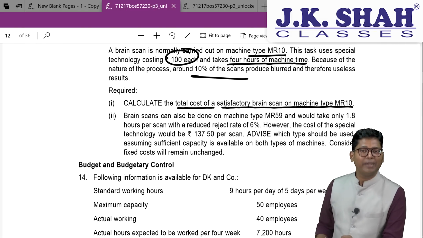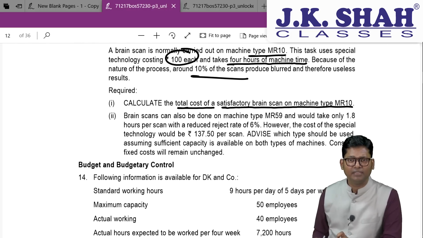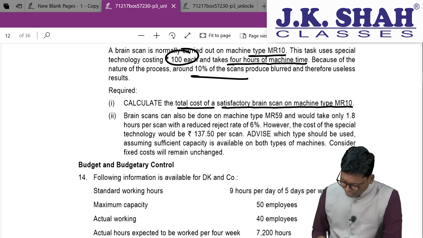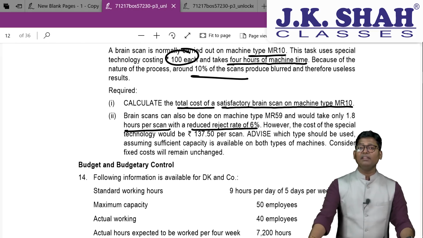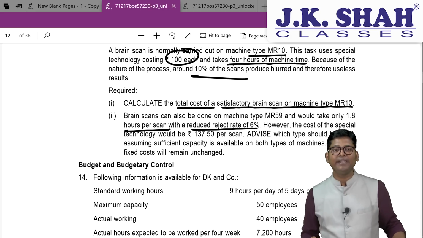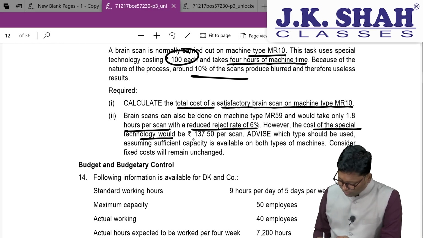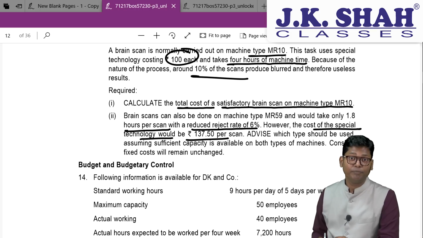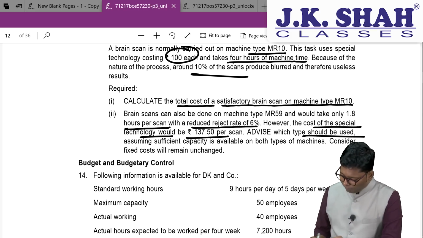Point number 2 says brain scans can also be done on machine type MR59. This is the alternative option available with the company, and would take only 1.8 hours per scan with a reduced reject rate of 6%. If you compare it with MR10, which uses 4 hours and a 10% rate, here the rejection rate is 6% and it takes only 1.8 hours. However, the cost of special technology would be 137.5 per scan, which was 100 rupees per scan. Now advise which type of machine should be used.